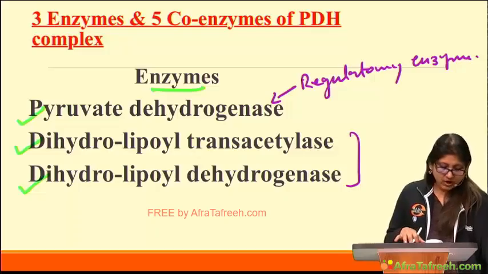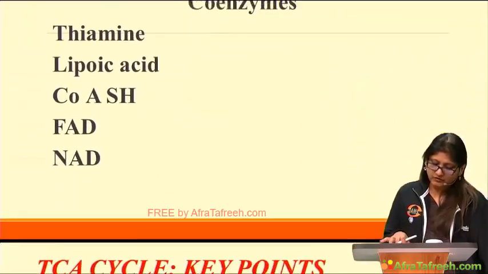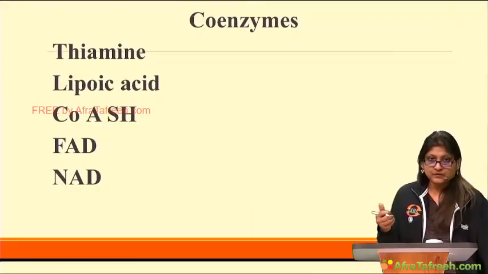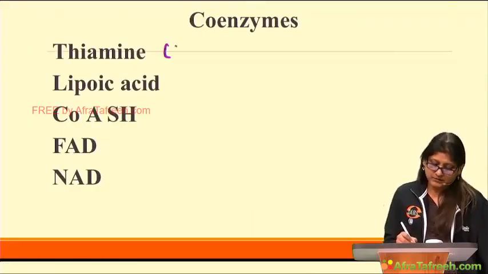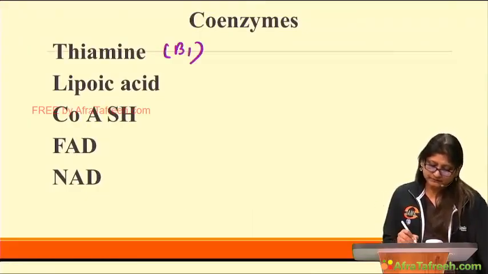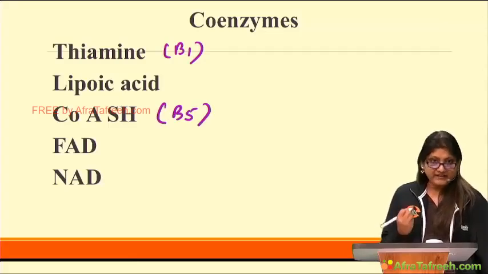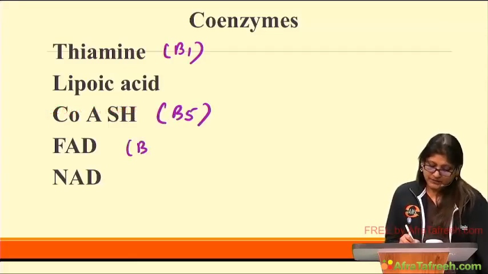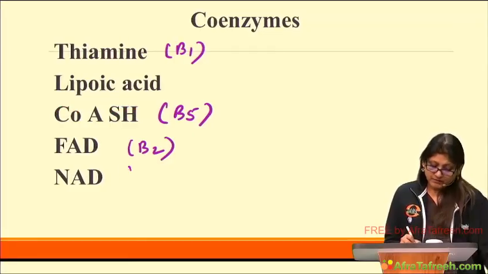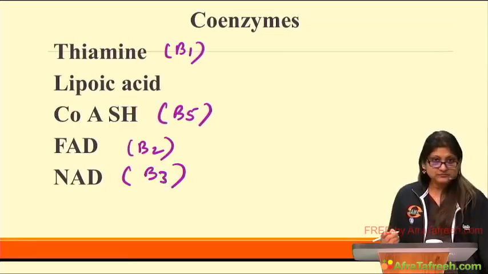And when we talk about 5 coenzymes, we have these 5 coenzymes which are needed in the PDH complex. B1, B5 derived coenzyme A, B2 derived FAD, B3 derived NAD.